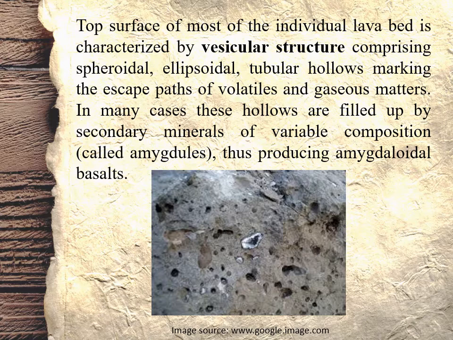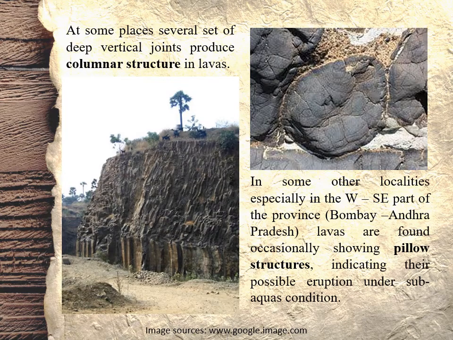So this kind of structure in the top surface of the basaltic flows is very commonly observed in the Deccan Trap lavas or Deccan Trap flows. Obviously, at some places several sets of columnar structure or vertical joints are also observed. As you can see clearly, the vertical joints with their sharply formed hexagonal nature, which is commonly known as columnar structure. And sometimes in some places a pillow structure within the basaltic flow is also observed, which is known as pillow structure.